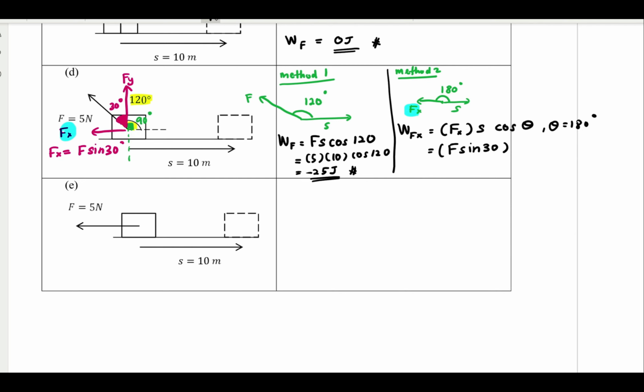Okay, and then times S is 10. F ni boleh masukkan teruslah, 5 Newton. And then times negative 1, cos 180 degree is equal to negative 1. Okay, and then you akan dapat jawapan yang sama, negative 25 joule.